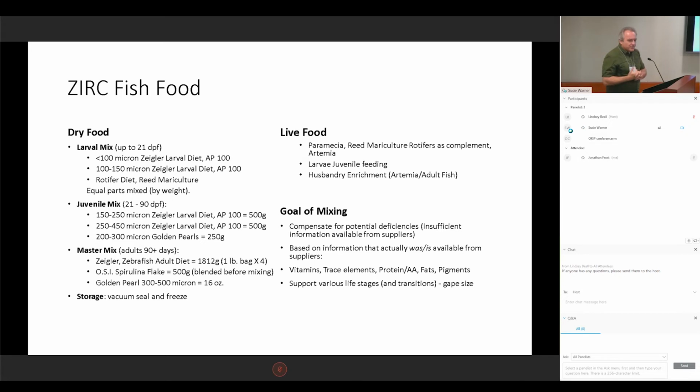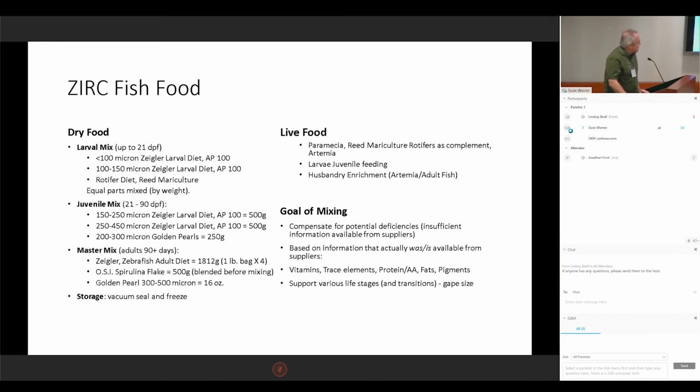And in the olden days, before I was at the ZIRC, our veterinarian looked at what information was available from vendors and then decided to use it to put together something that looked like a complete diet, right? May not be, but that was the idea. So what we do is we take these bags, we mix them, and break them up into portions that we can feed within a week or two, and then we vacuum seal and store them in the freezer.